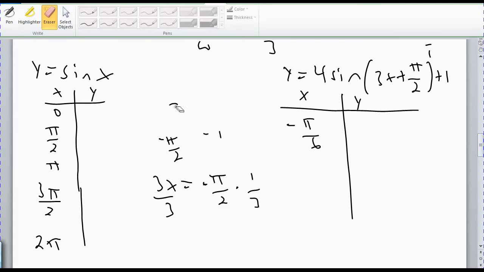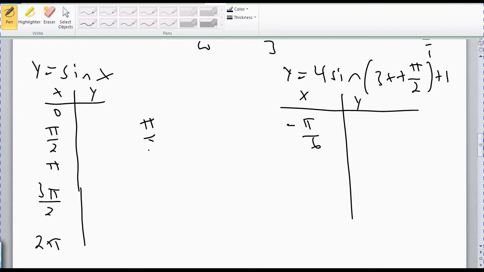I need some space here. So here's what I'm going to do. I'm going to take this x value, 0. I'm going to subtract pi halves. Then I'm going to divide that by 3, and I get negative pi over 6. So it goes here. I'm going to do the next one.